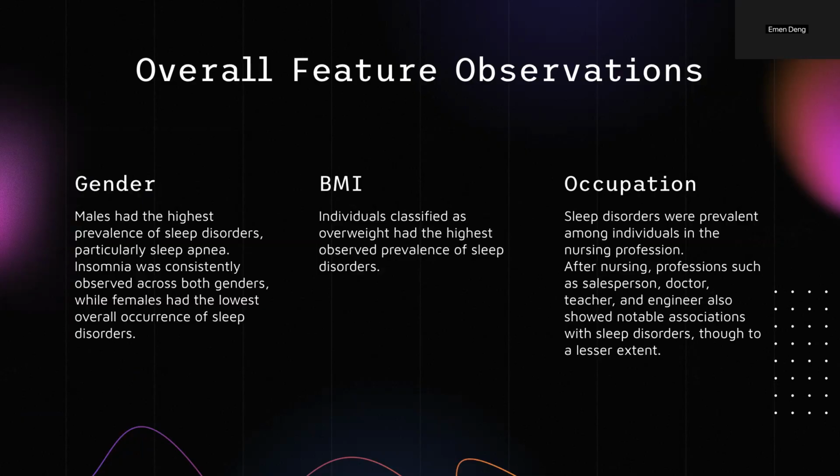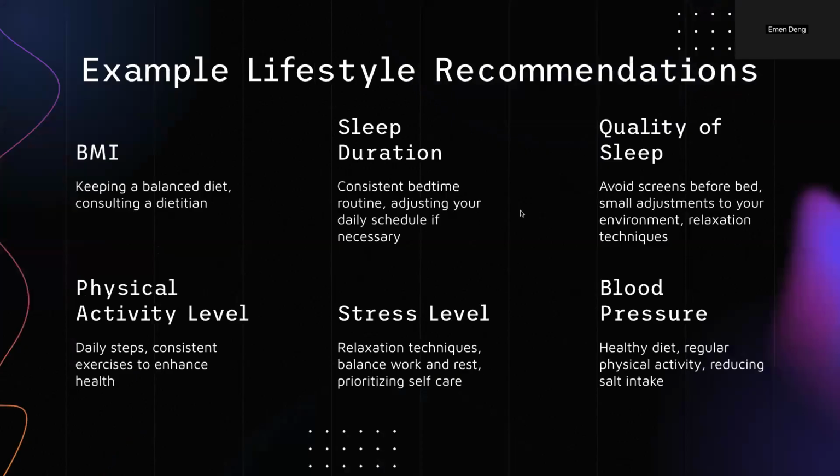Lastly, we developed some lifestyle recommendations based on our findings. These include practical steps like maintaining a consistent bedtime routine, staying physically active, and managing stress through relaxation techniques. For those with specific risk factors such as high BMI or blood pressure, targeted interventions like dietary adjustments and regular health checkups can make a big difference.